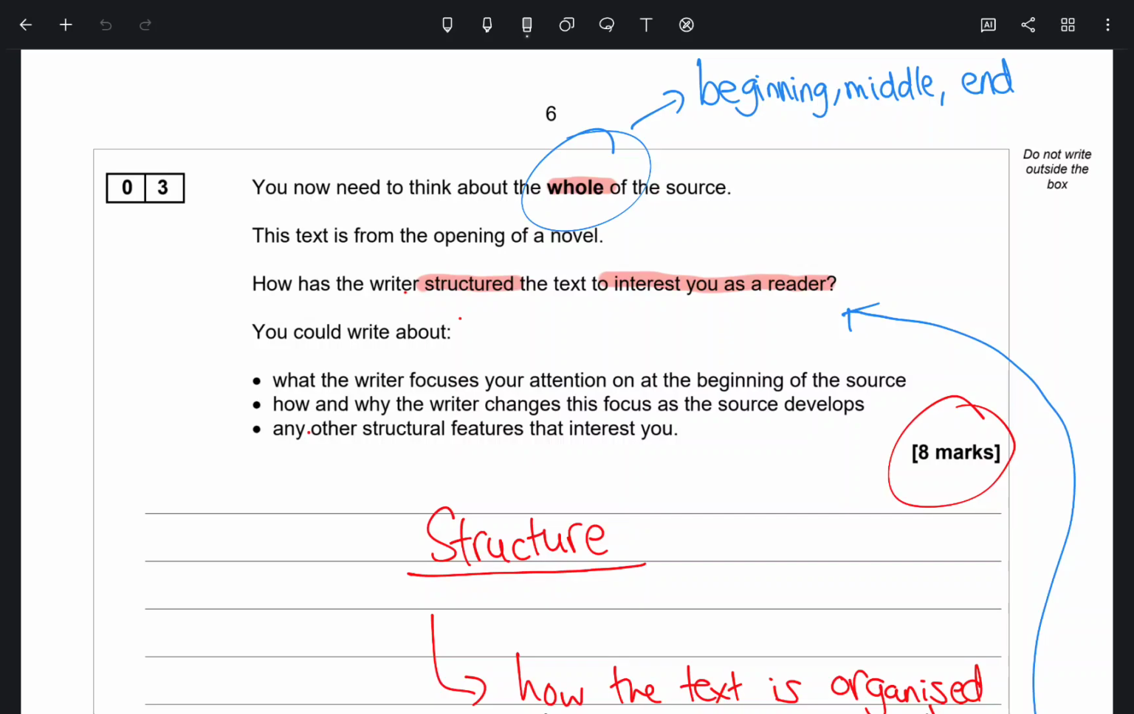Question 2 will always be, how does the writer use language to describe X? So you are analyzing language and looking at the effect. Question 3 is the structure question.